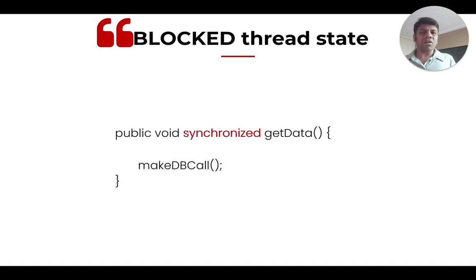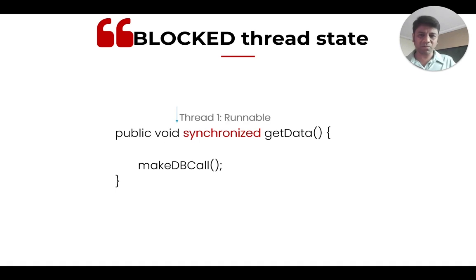So when does a thread get into a blocked state? Let's look at it. Let's say here is my code. I've written something like public synchronized void getData, which makes a database call. Here there is this thread 1. What is a synchronized method, friends? Synchronized method means only one thread will be allowed to enter into that method at any given point in time. If any other thread tries to come in, it's going to be put in the blocked state.